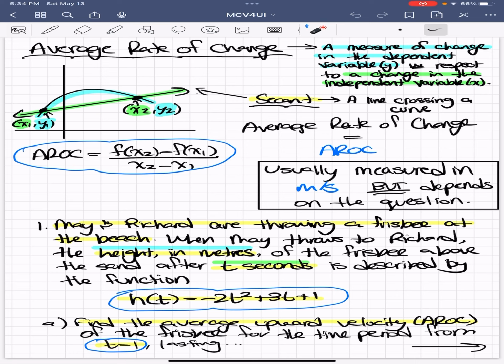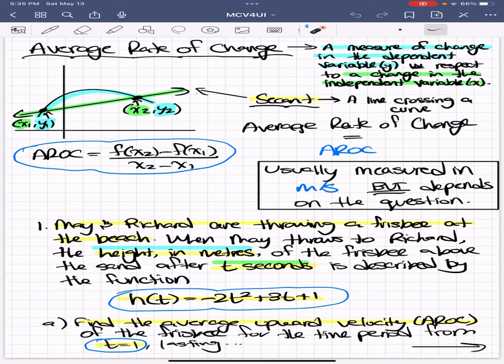Average rate of change, in short form, is AROC, and the formula is right there. It's f of x2 minus f of x1 all over x2 minus x1. I'll show you how to use this formula and what it sort of means. It's usually measured in meters per second, but it also depends on the question. So let's go to our first example.